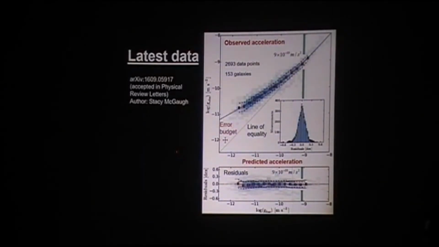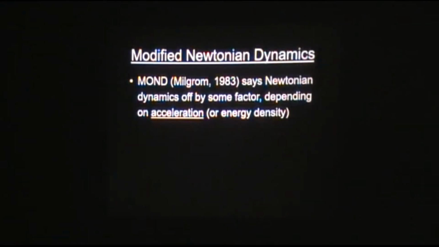So the latest observational data is like this, where you show the predicted acceleration against the actually observed one. This is the line of equality. You can see things start to deviate as we expect based on the quantum mechanical argument, and then in fact the residuals are extremely small. It's gotten even tighter over time. Now this naturally leads us on to the idea of modified Newtonian dynamics, which essentially says that Newtonian gravity is off by some factor, depending on acceleration.